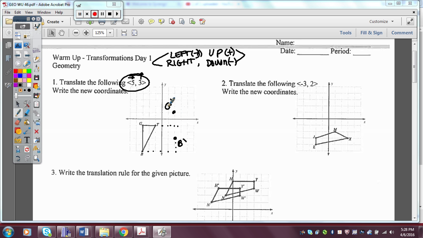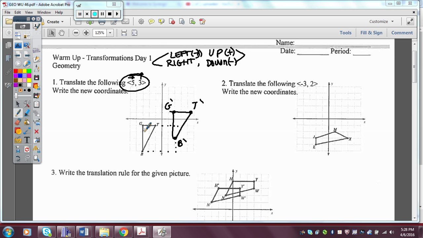You have to put these primes here so I know where your copies are. If you don't list your new points, you get points off because I don't know what your copy is. You got to be careful. 1, 2, 3, 4, 5. 1, 2, 3. That's T prime. So notice when you translate something, it completely slides across your coordinate plane. Again, your picture should look prettier than mine. I don't have coordinate grids to follow.